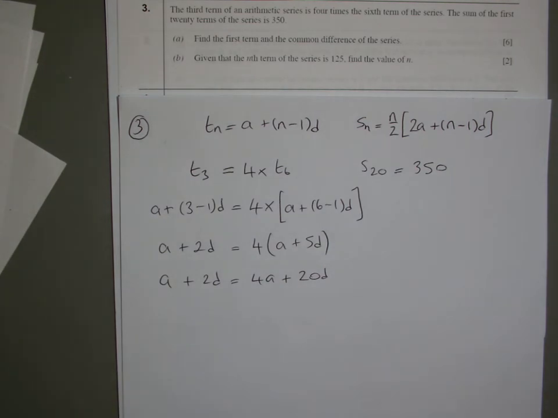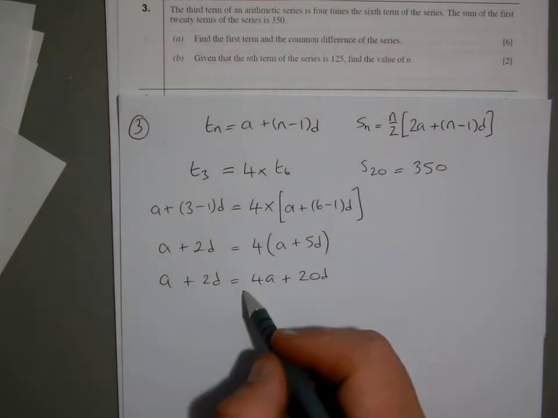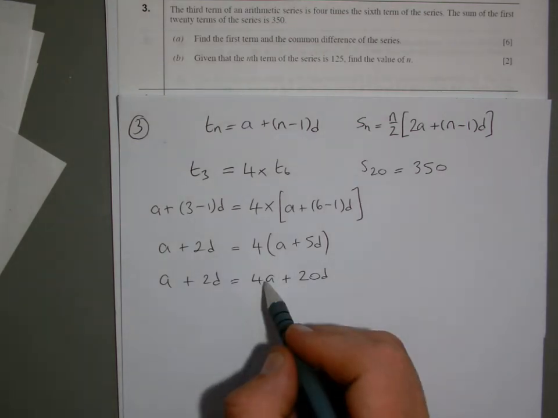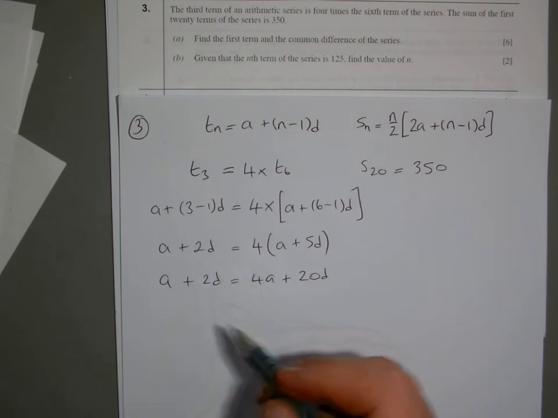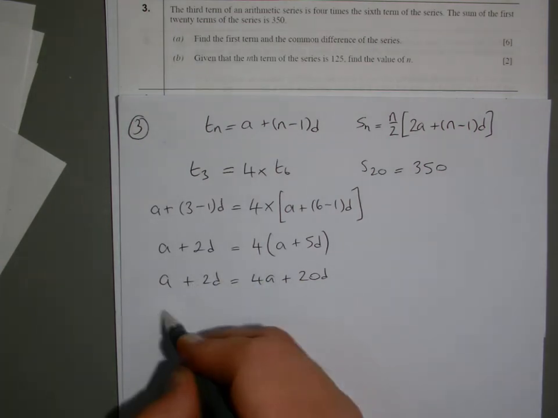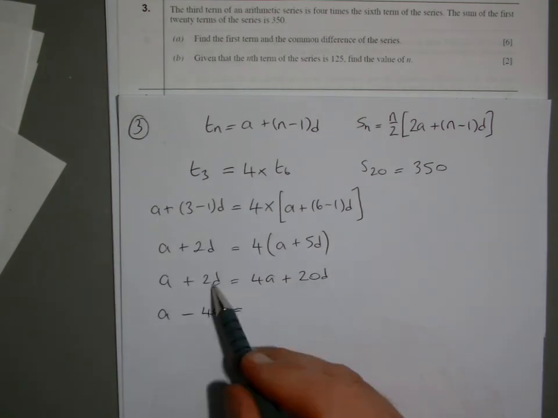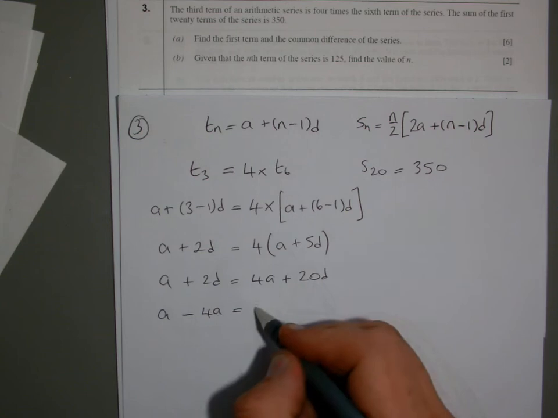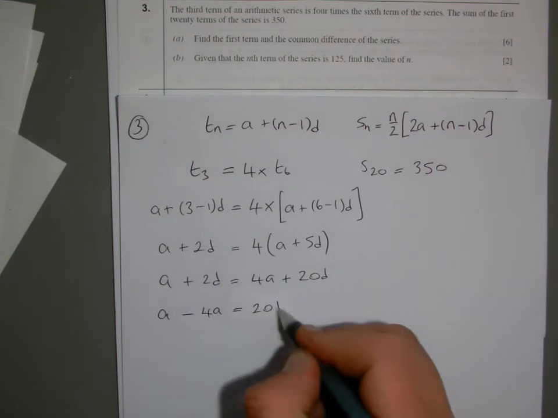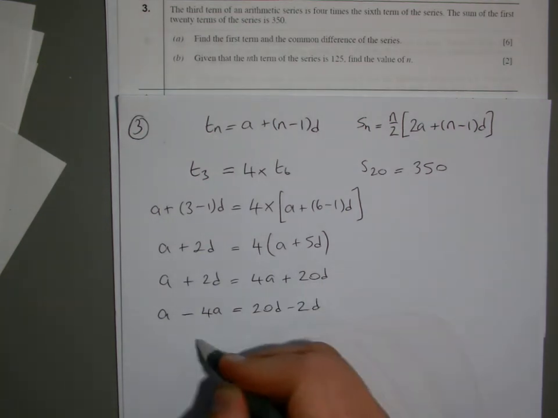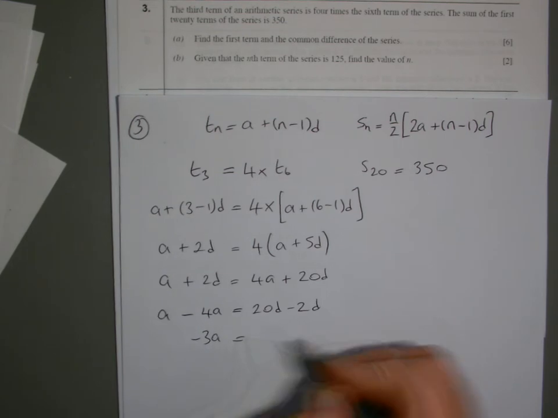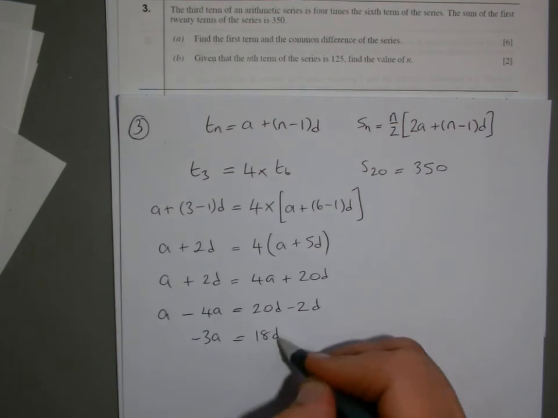So I end up having, how shall I go about this then? I'll have 4A. Should we take the 4A this side then? I think, yeah. So A minus 4A. And take that 2D this side here. So it'll be 20D minus 2D. So I got minus 3A is equal to 18D.